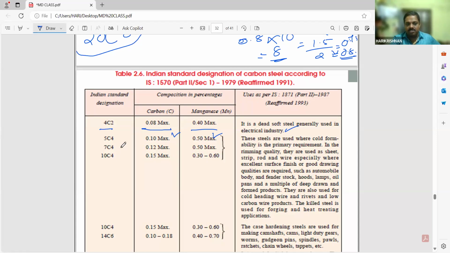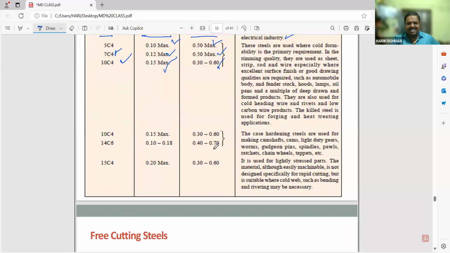That is 7C4. 7C4 means 0.12 will be the carbon percentage, 0.5 will be the manganese percentage. 10C4 means 0.15 will be the carbon percentage, and 0.3 to 0.6 will be its manganese percentage. Okay, so these are the things you are going to understand. Most probably you will see 20C8, 30C8, like that; this steel is mostly used over here.